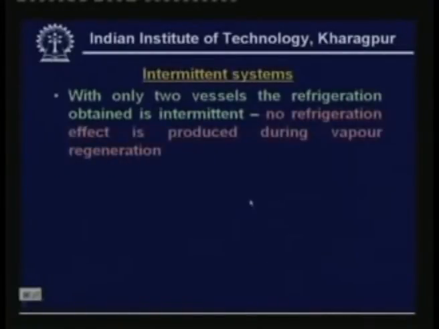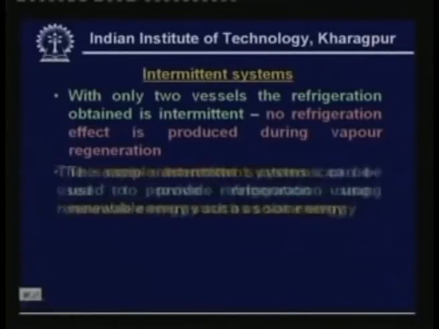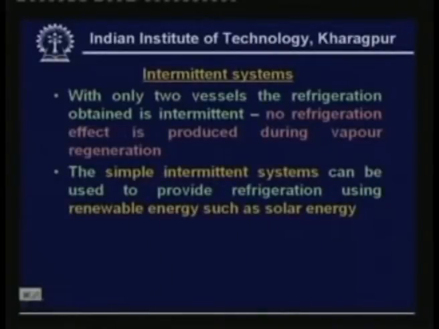So as I said, you call this an intermittent system. With only 2 vessels, the refrigeration obtained is intermittent, so no refrigeration effect is produced during vapor regeneration. And these simple systems also have some applications. They can be used to provide refrigeration using renewable energy such as solar energy.